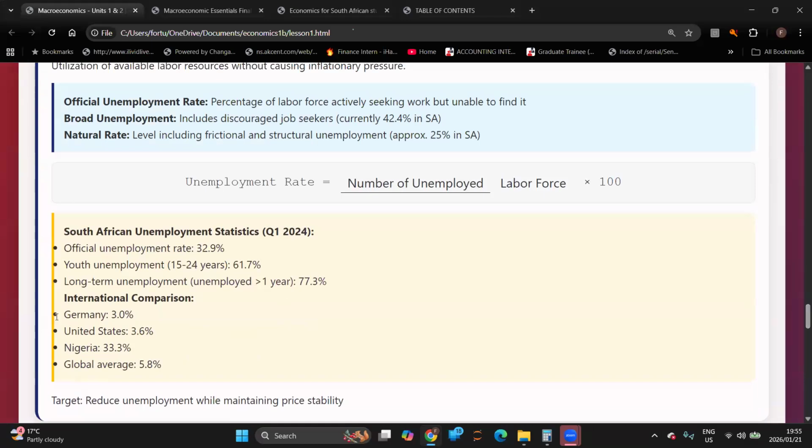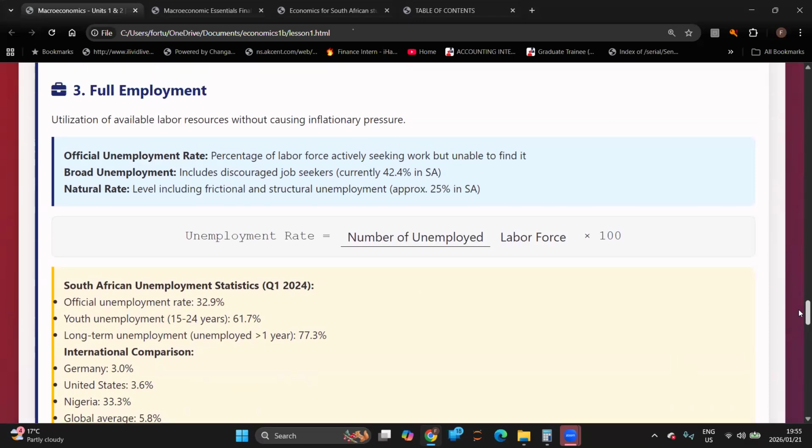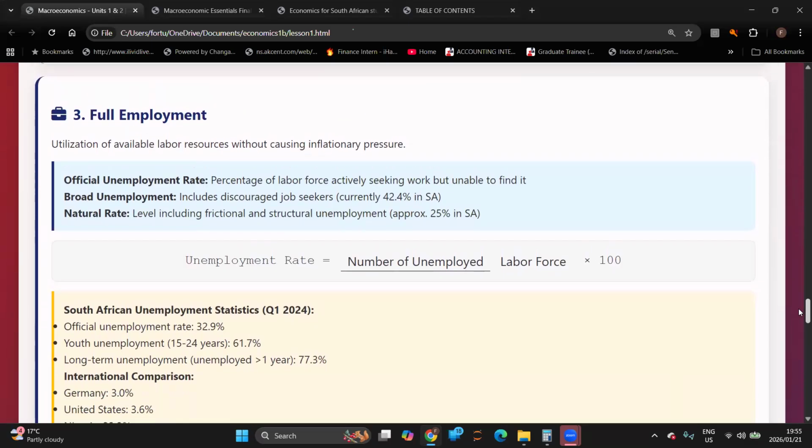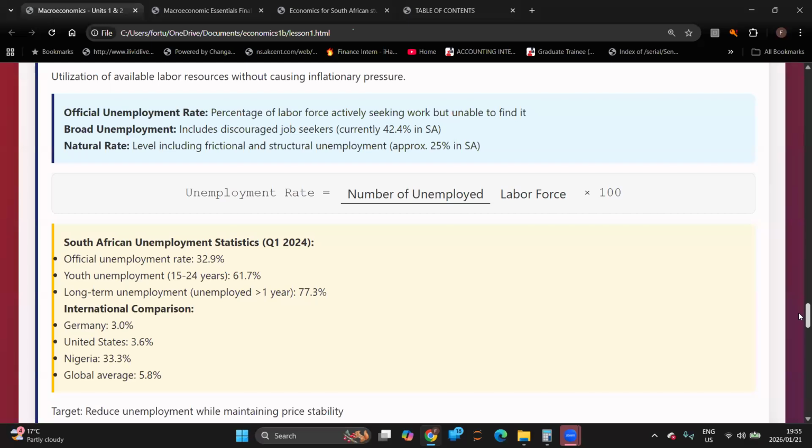So for international comparison, in Germany, they have a 3% unemployment rate. The United States has 3.6%, Nigeria 33.3%. The global average is 5.8% in terms of unemployment. So this is as at 2024. So you can then see the difference between the first world economies and some of the African economies that we have.